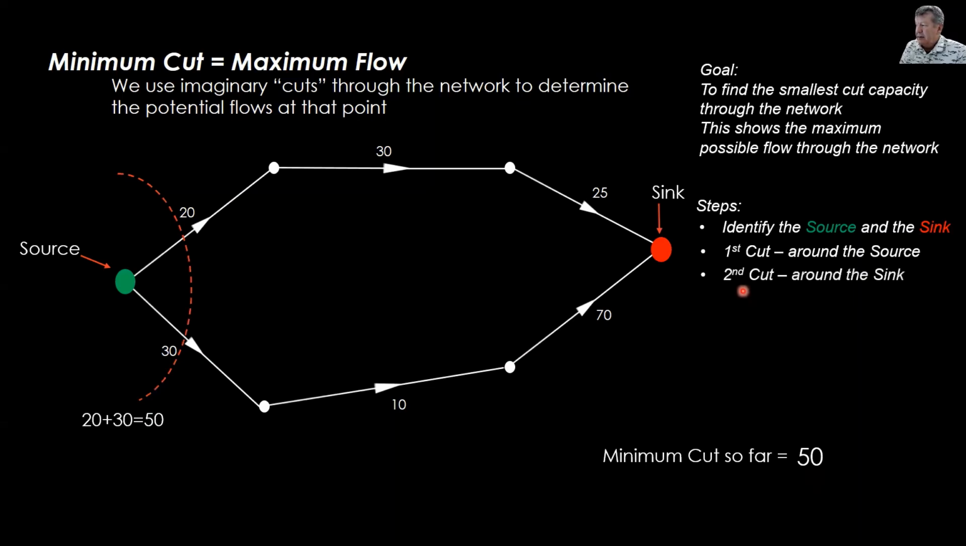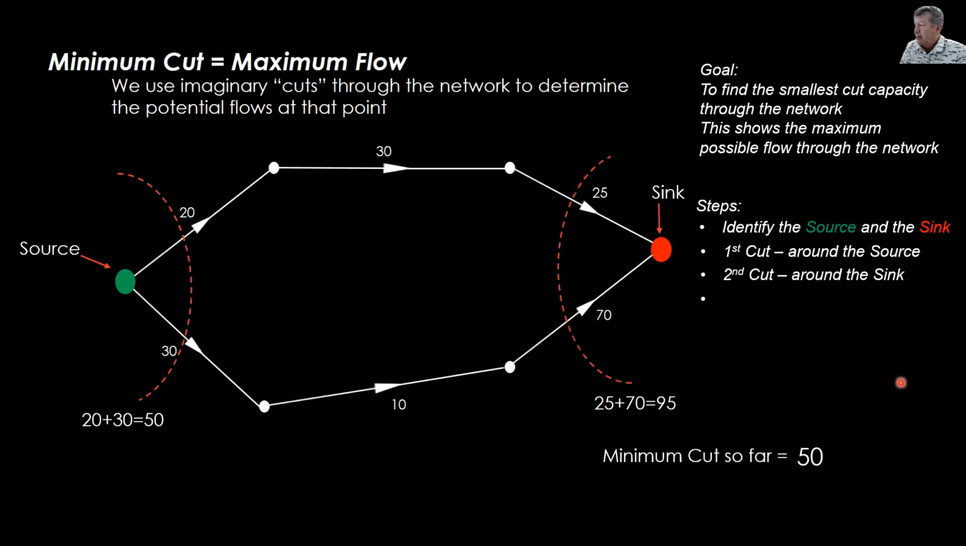Okay, second step, around the sink. So here's the sink. We'll do a cut around here. So we've got 25 there and 70. 25 plus 70 is 95. Now notice this minimum cut hasn't changed because 95 is bigger than 50. So we want the smaller number or smallest number when we get to more of them.